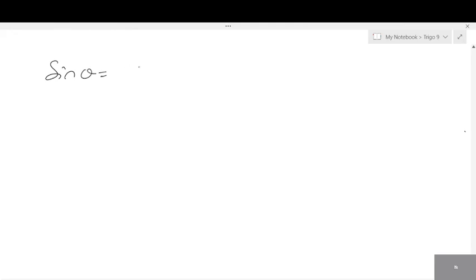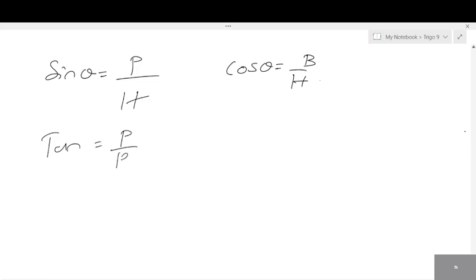What is sine theta? Perpendicular by hypotenuse. What is cos theta? Base by hypotenuse. And what is tan? Perpendicular by base. Remember this in order: sine, cos, tan, cot. The other things will be just the reciprocal values. You should know the logic.